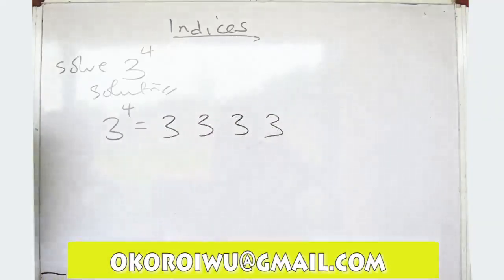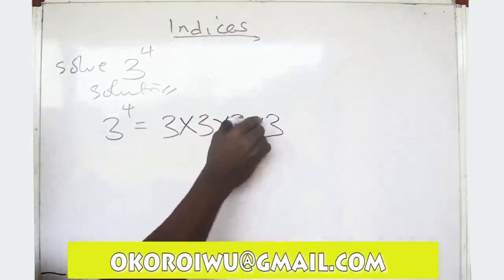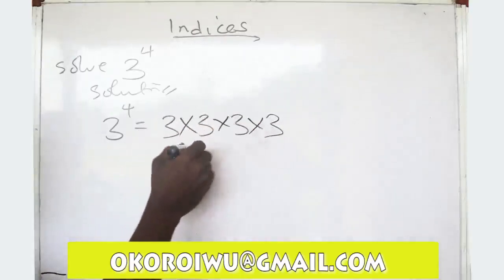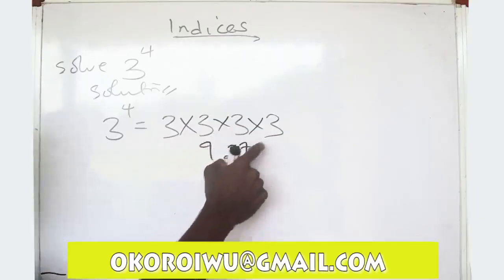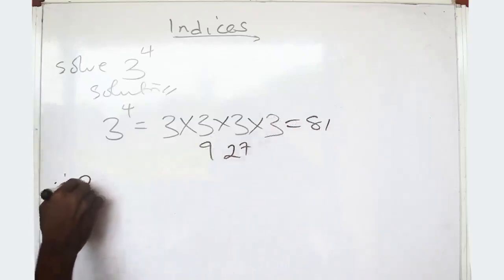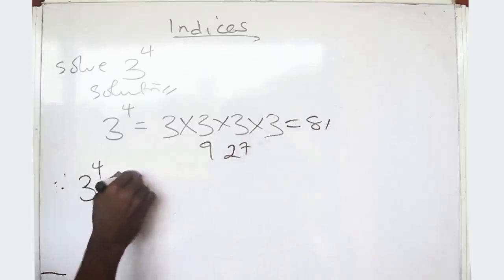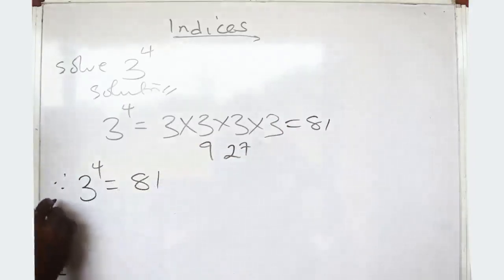We have repeated it. And the next thing is to put multiplication in between the numbers. Now, 3 times 3 is 9. This 9 times 3 is 27. And this 27 times 3 will give us 81. So therefore, it implies that 3 raised to the power of 4 is 81. So this is the answer.